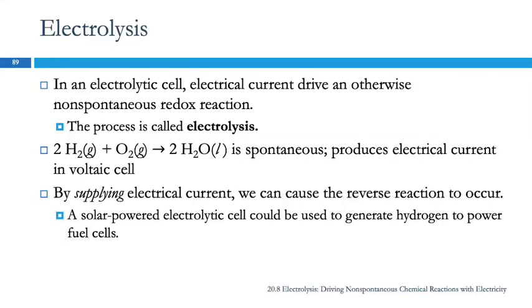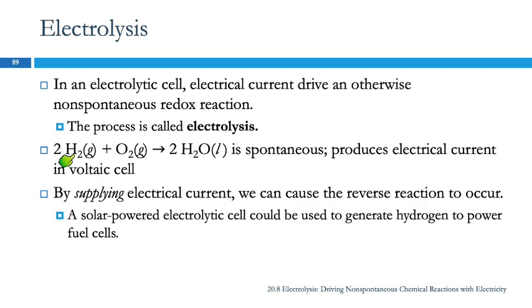Electrolysis is sort of the opposite of what we've been talking about so far. In an electrolytic cell, as opposed to a voltaic cell, we don't have a spontaneous reaction that is producing current. We're using electrical current to cause a non-spontaneous reaction to happen. And so that's called electrolysis. It has nothing to do with the removal of hair, right? This is a chemistry word here.